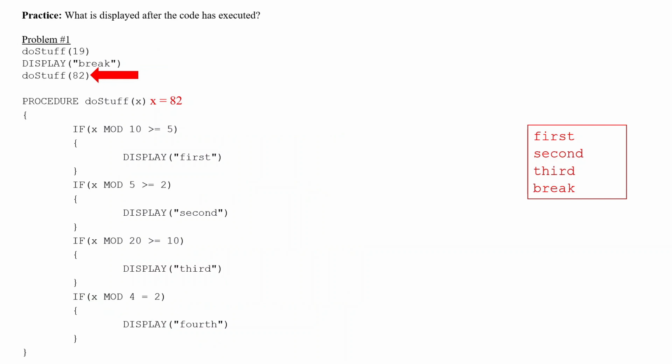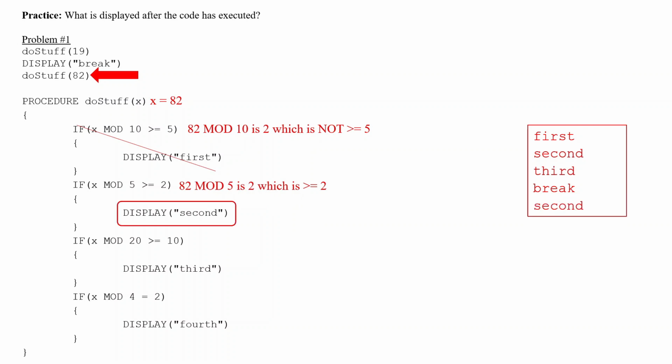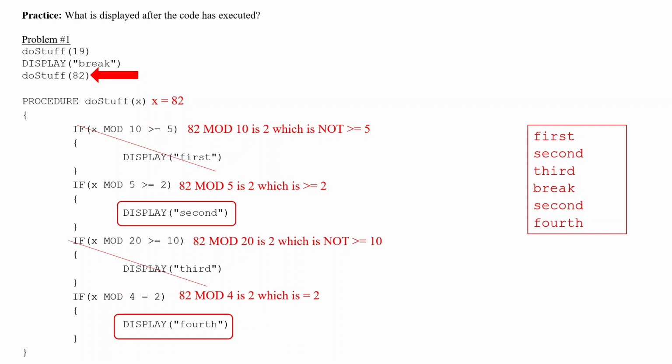I do stuff. Now this time X is equal to 82. So I'm going to go through the same steps, but this time X is going to be equal to 82 as I go through. Okay. So here, 82 mod 10 is 2, which is not greater than or equal to 5. So that means I don't display first. I go to the next one. 82 mod 5 is 2, which is greater than or equal to 2, so I will display second. The next one, 82 mod 20 is 2, which is not greater than or equal to 10, so I don't display third. And then 82 mod 4 is 2, which is equal to 2, so I do display fourth.